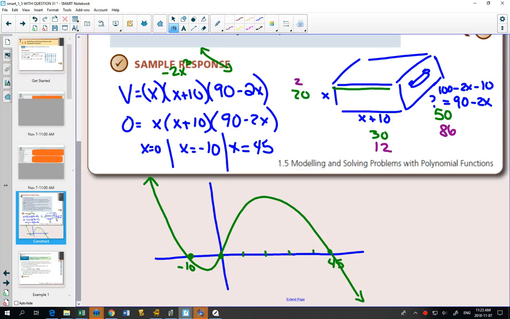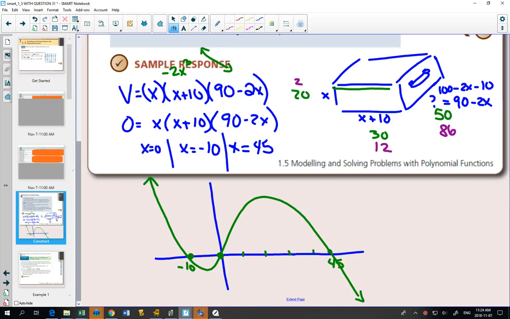Yes? We do know the y-intercept. You could plug in 0 for x, it's going to be 0 right there. If it wasn't at 0, you'd plug in 0 for x into your equation. So I'd have 0 times 10 times 90, which still ends up being 0, but you have to plug in 0 for x.